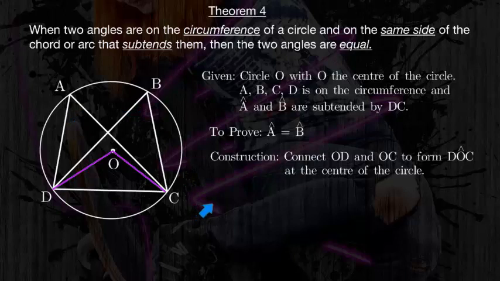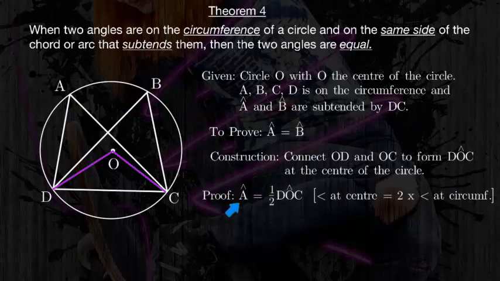So here is our proof. We can say that angle A is equal to half of DOC. Now let me show you. This angle will be half of this angle at the center. Why? Because the angle at the center is 2 times the angle on the circumference if both are subtended by the same arc or chord. Okay, so we can simply write angle at center is equal to 2 times the angle at the circumference.